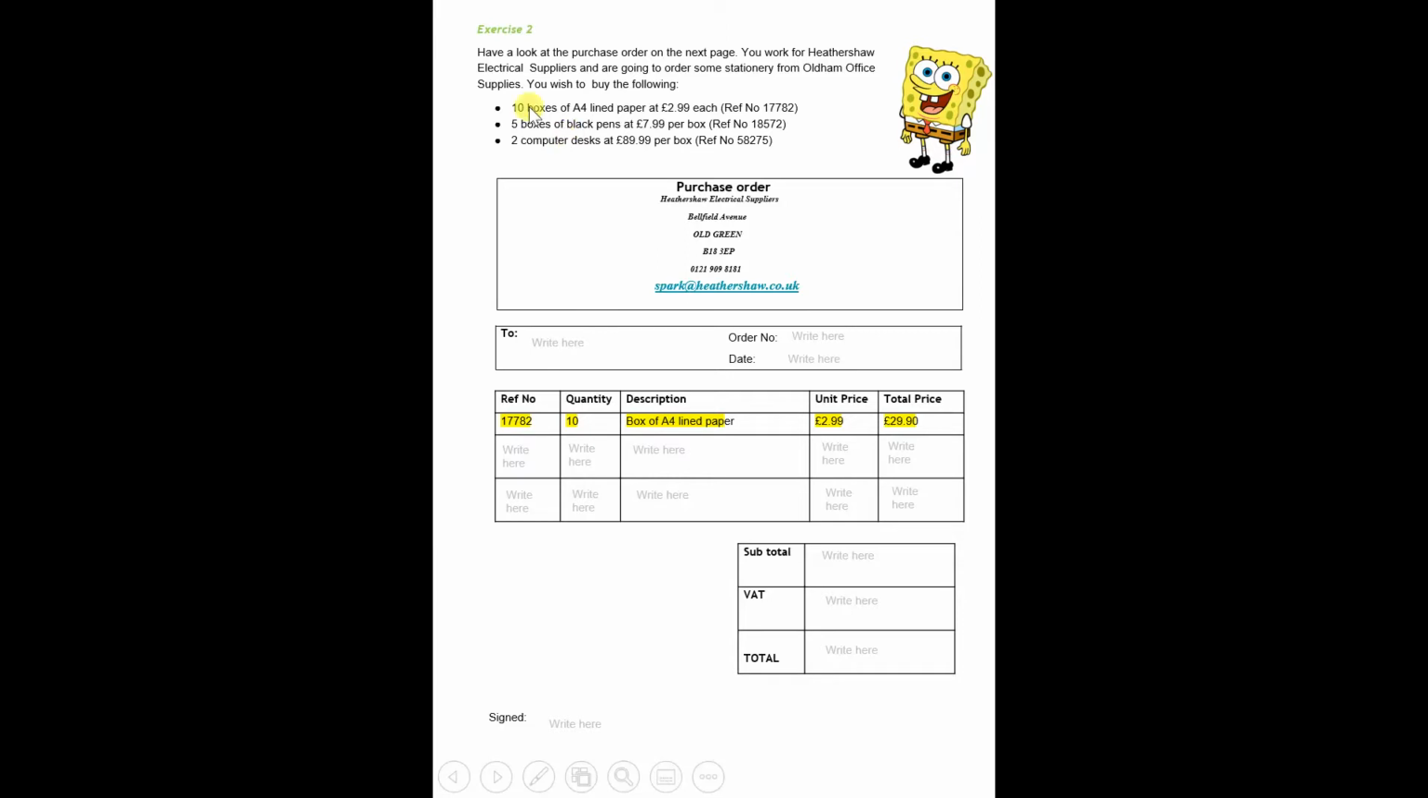Exercise 2. Here's a half-written purchase order for you to complete. This one is for Heather Shaw Electrical Supplies, who are going to purchase some stationery. You've got the information at the top here, the 10 boxes, the 5 boxes, the 2 computer desks. You need to complete the purchase order, the unit price, the total price, the descriptions, the subtotal, the VAT, which is 20%, and then add them all up. And don't forget to sign it.